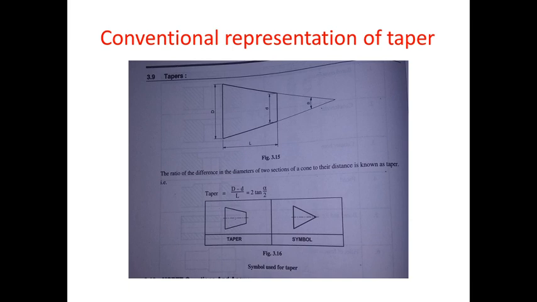So basically different types of conventional symbols are used for different machining operations, for different materials, for different machine parts, etc. Because they help to represent the same component and are less time consuming to draw compared to the original projections.